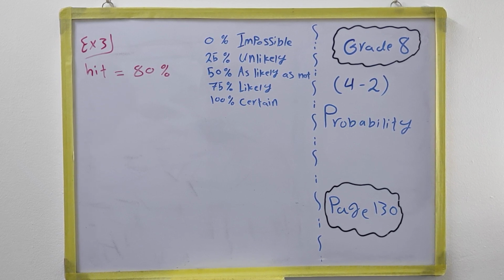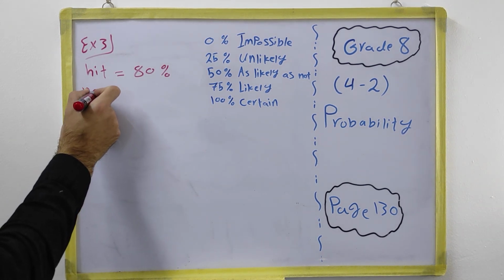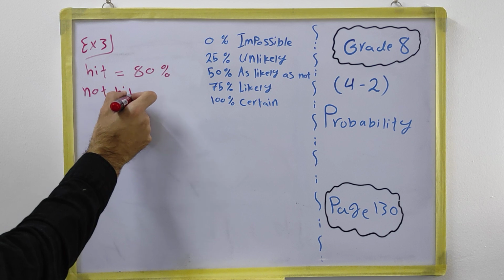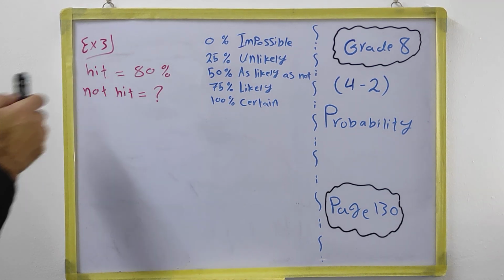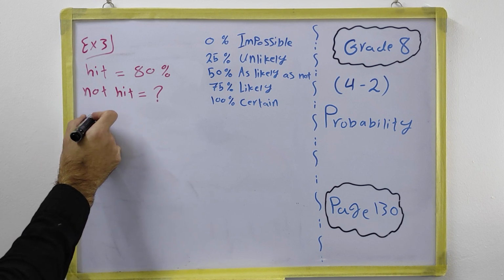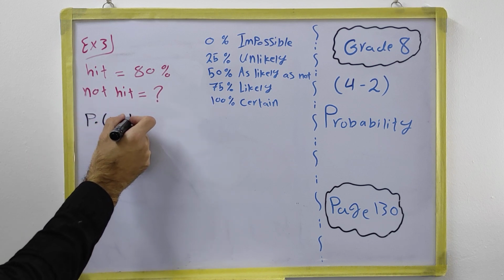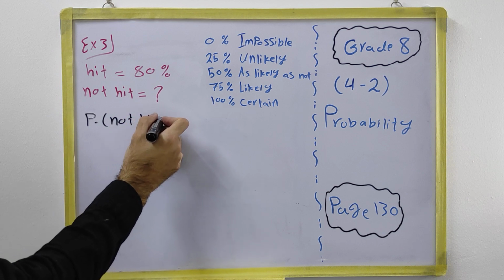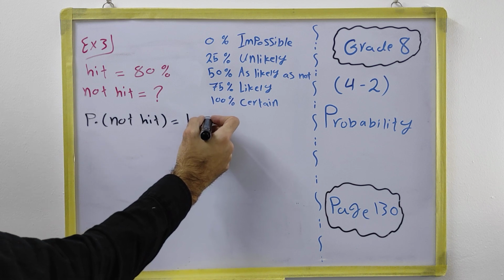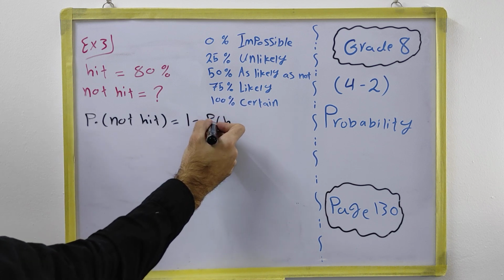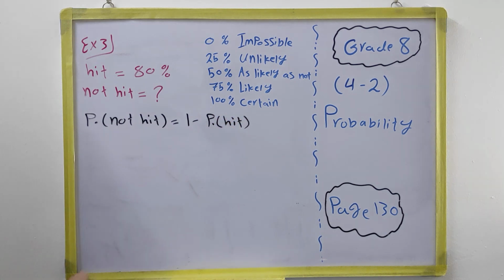Now it asks you what's the probability that the Earth in the next 20 million years will not be hit by a giant meteor. The probability of not hit equals how much? From the question it's given that the probability to hit equals 80%. The probability of not being hit by a giant meteor equals 1 minus probability of hitting.